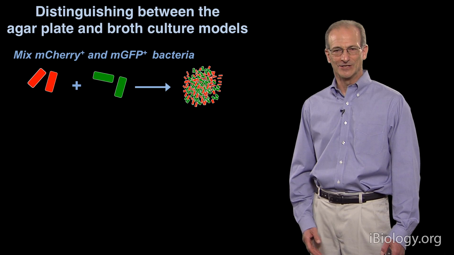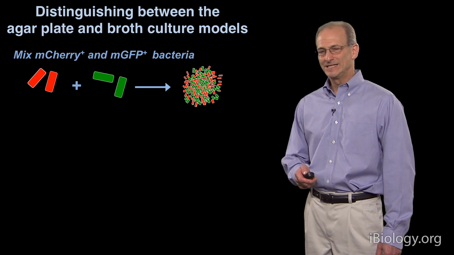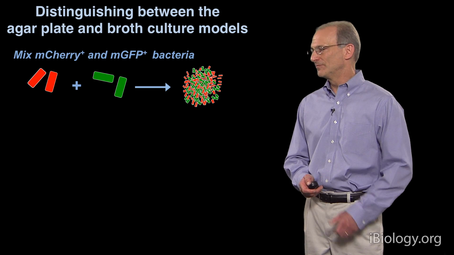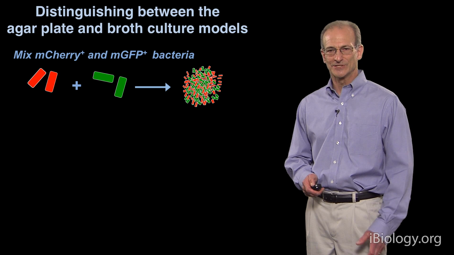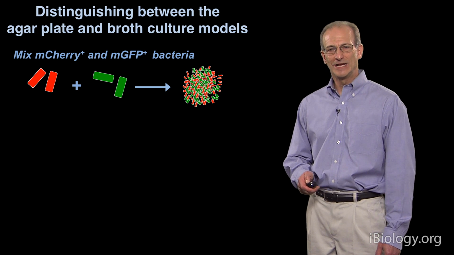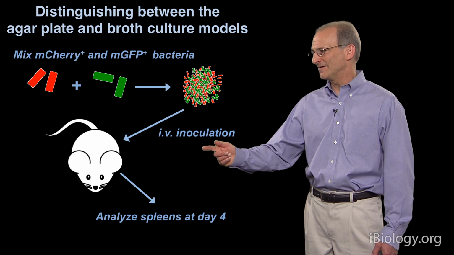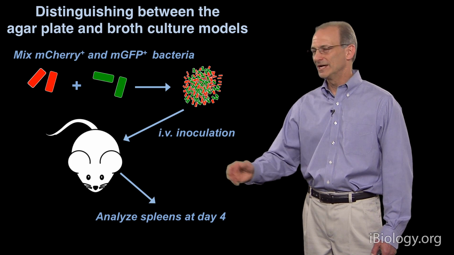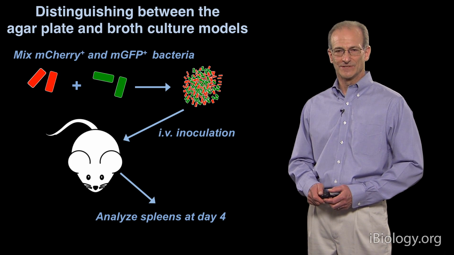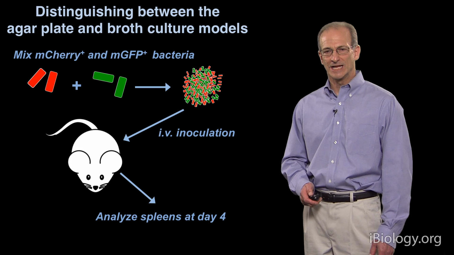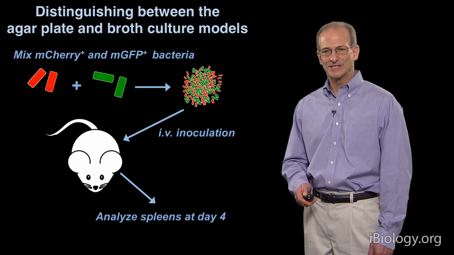Please excuse the use of red and green if you're colorblind. I'll try to talk this through for you. And then we take this mixed culture, and then we inoculate it intravenously into an animal, a few hundred or a few thousand bacteria into the animal. And then we allow some bacteria to seed the deep tissue site. And so in this, we've taken IV inoculation, and we use a mouse, and then we euthanize the mouse, and then we analyze the spleens by taking frozen sections of the spleen and then looking at these frozen sections in the fluorescence microscope.